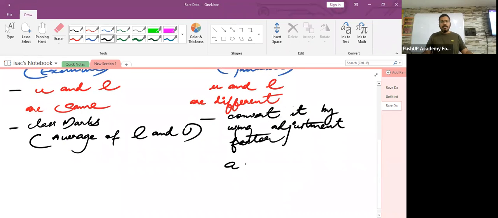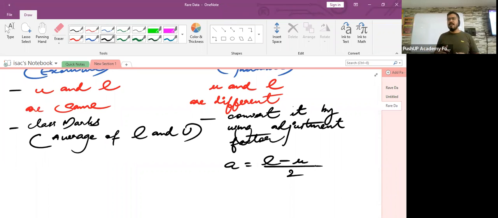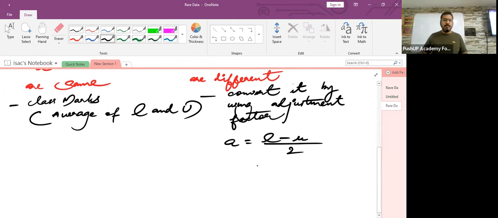And how do we find the adjustment factor? It is always the lower limit of the next class interval minus the upper limit of the previous class interval, divided by 2. Kindly note it down, children. And once you find the adjustment factor, what do you do next? You subtract it from the lower limit and add it to the upper limit.